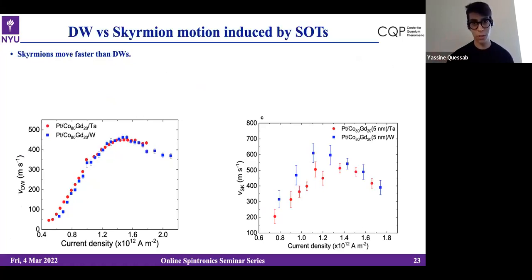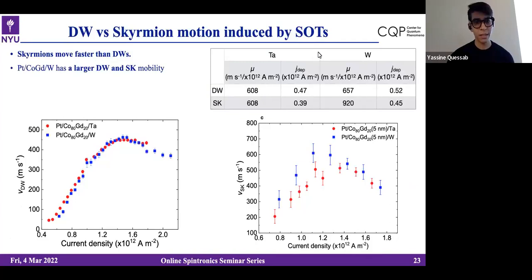So before concluding, I want to compare the domain wall and the skyrmion motion induced by spin-orbit torques. So we found out that skyrmions move faster than domain walls, which is quite surprising. And here I summarize some important metrics, that is the mobility and the depinning current density for domain walls and skyrmions as a function of the capping layer. So cobalt gallium tungsten has the largest domain wall and skyrmion mobility, with a skyrmion mobility of about 900 meters per second per current density value. And that can be explained because cobalt gallium tungsten has a larger DMI and a smaller net spin density compared to cobalt gallium tantalum.